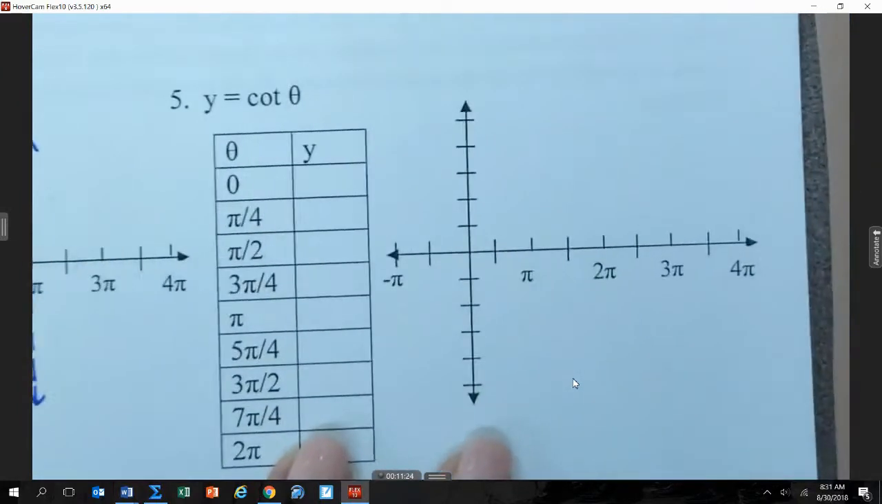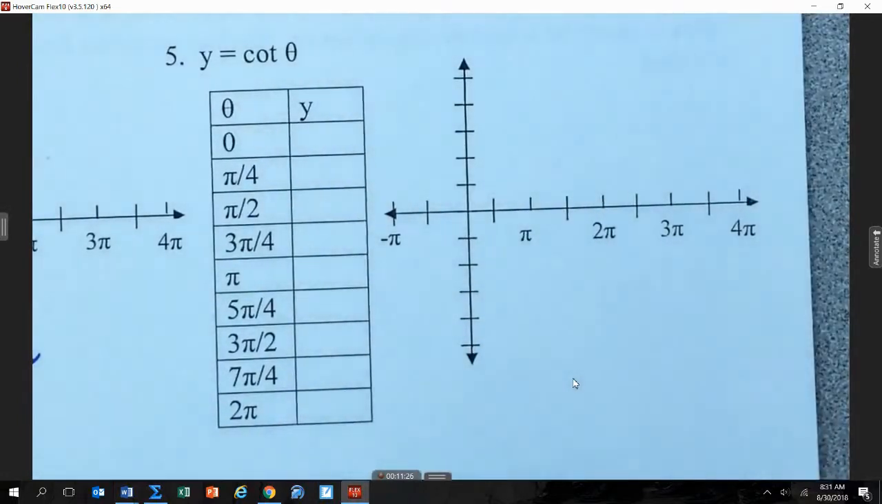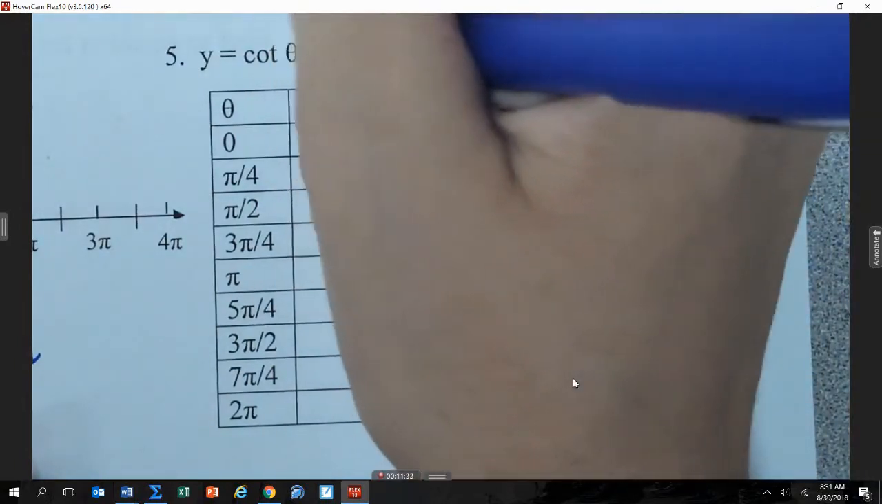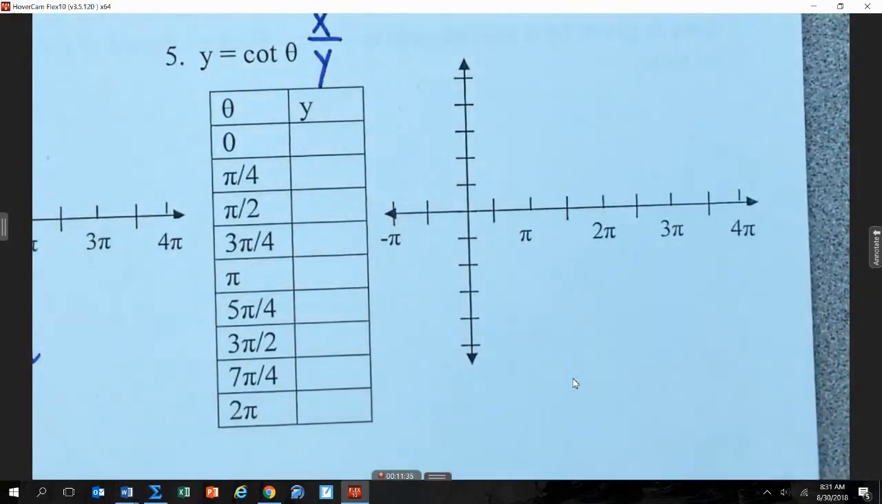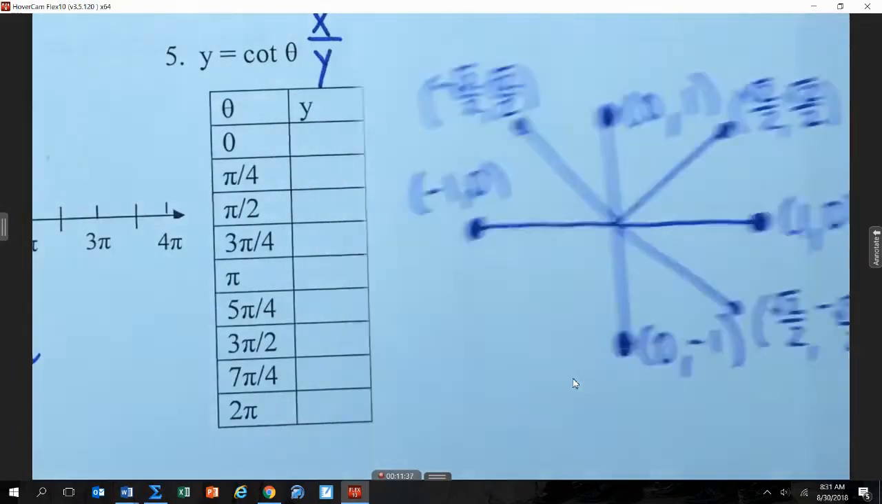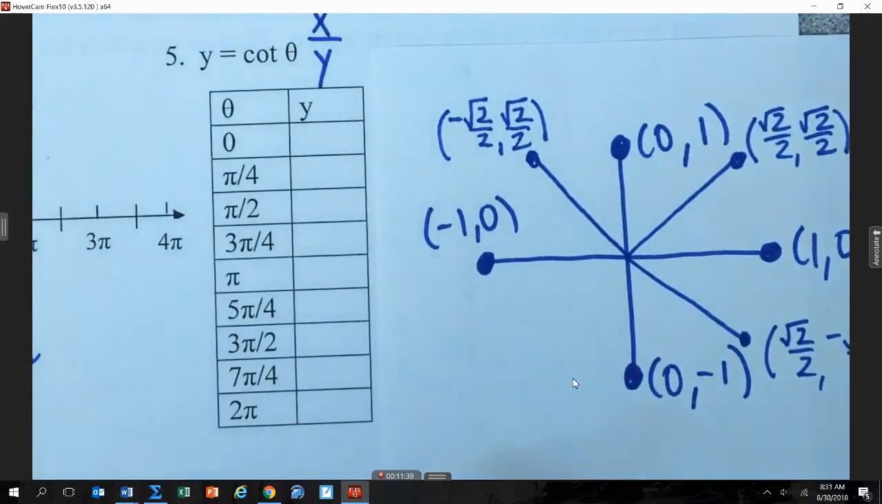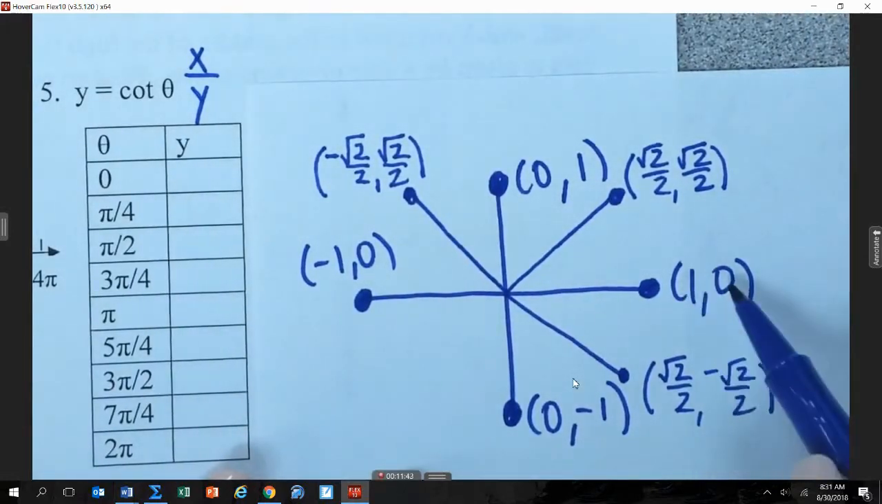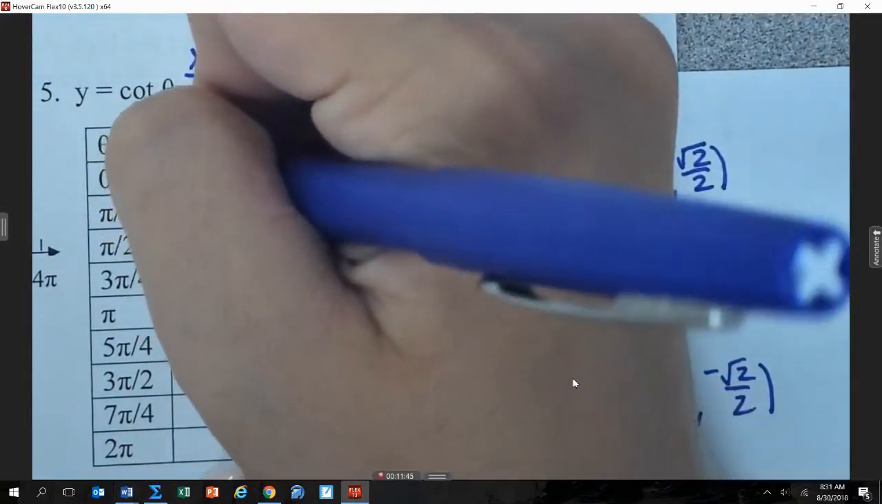All right, the last one is cotangent. Cotangent is the reciprocal of tangent. So tangent's y over x, and cotangent is going to be x over y. Okay, so I'm going to start at 0. X over y at 0 would be 1 over 0, which is undefined.